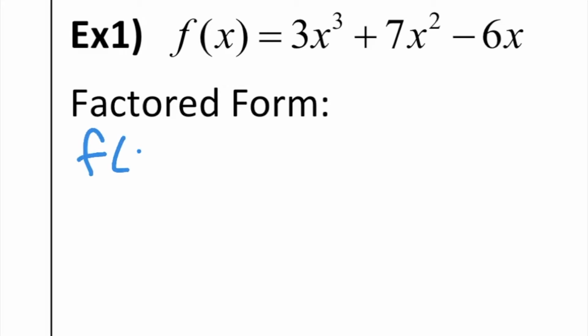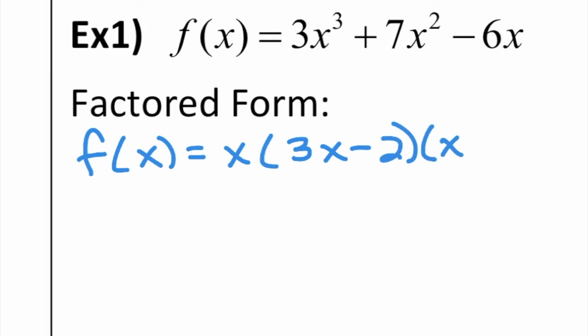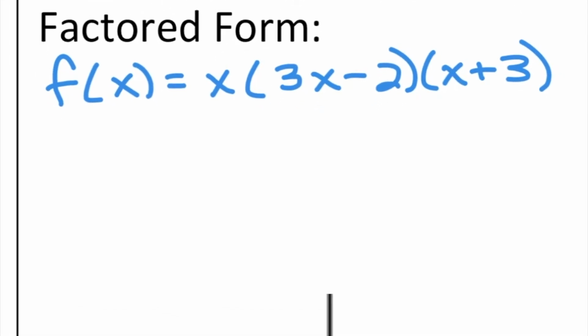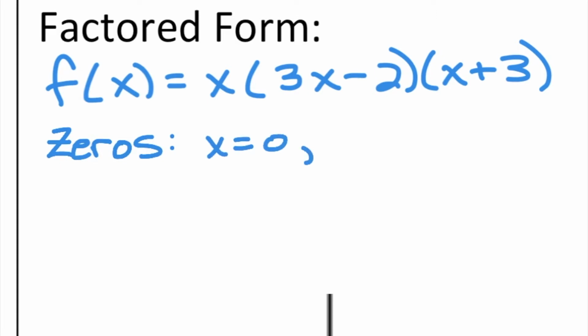And you should have gotten f of x equals x times 3x minus 2 times x plus 3. And so the first thing that you want to do is decide what your x-intercepts or your zeros are. And so your zeros are x equals 0. That's the first one. X equals positive 2/3. That's the second one. And x equals negative 3. That's the third one. Make sure that you see where I got each of those from. I'll kind of color code them in this one so that you can track with my thinking there.